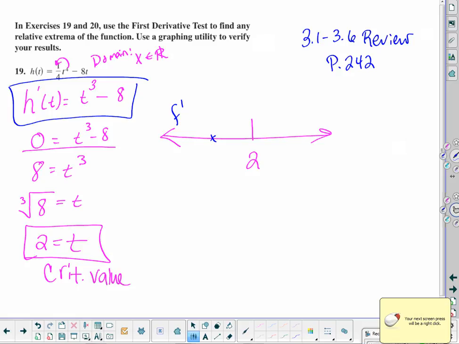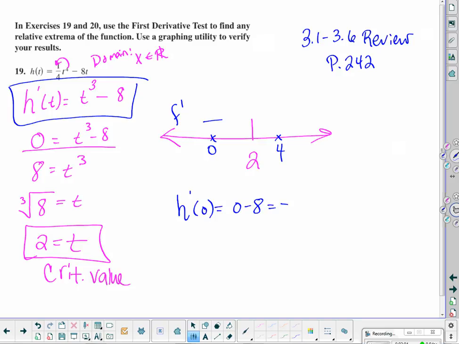So take a value to the left, let's call it 0, take a value to the right, let's make it 4. Evaluate it. h prime of 0 gives me 0 minus 8, that looks to be negative. h prime of 4 would be 64 minus 8, that would be 50 something. Anyway, it's positive. Doesn't matter what the actual number is, as long as you can tell the sign.